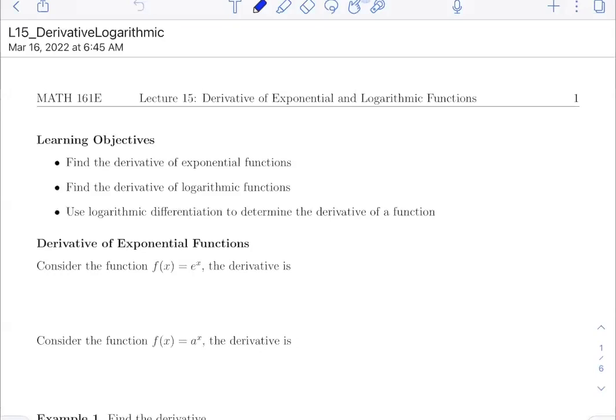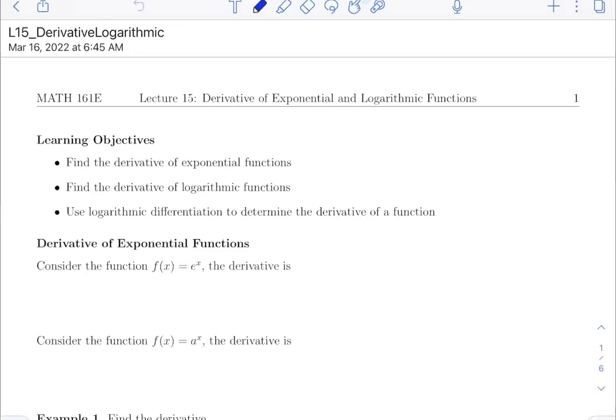Hello everyone, this is lecture 15, derivative of exponential and logarithmic functions. The learning objectives of this lecture are to find the derivative of exponential and logarithmic functions. In addition to that, we will learn a new differentiation technique called logarithmic differentiation to find the derivative of some more complicated functions.